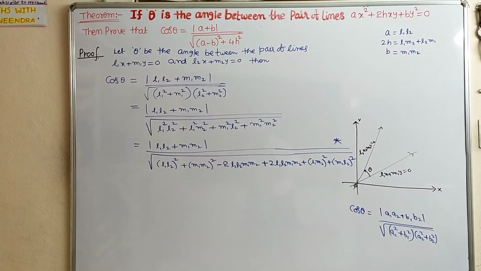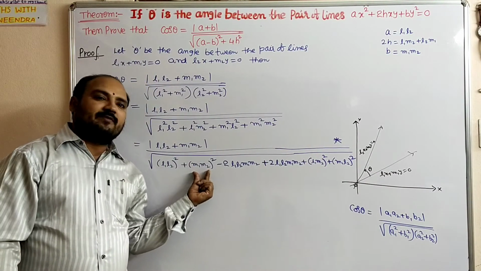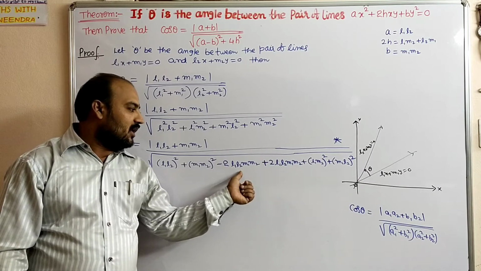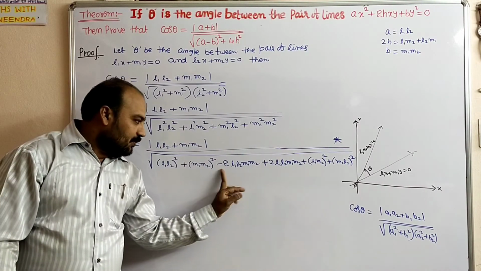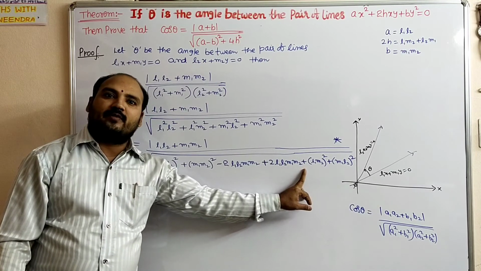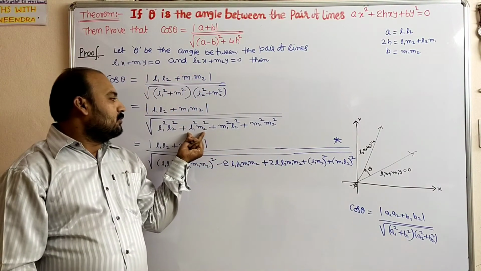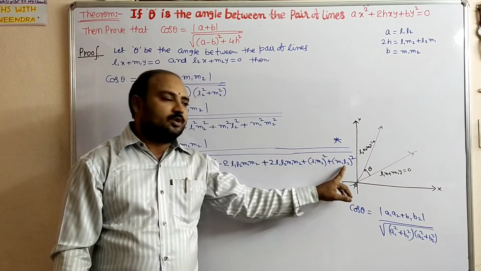Once again, L1 L2 whole square plus M1 M2 whole square minus 2 L1 L2 M1 M2. We are subtracting this value, and the same thing we are adding, 2 L1 L2 M1 M2, plus the remaining L1 M2 whole square and M1 L2 whole square.